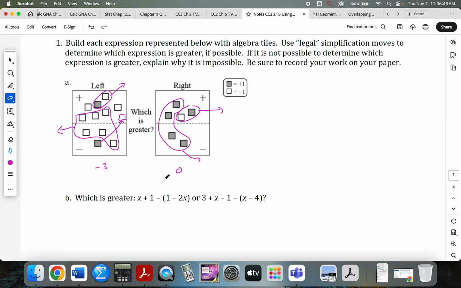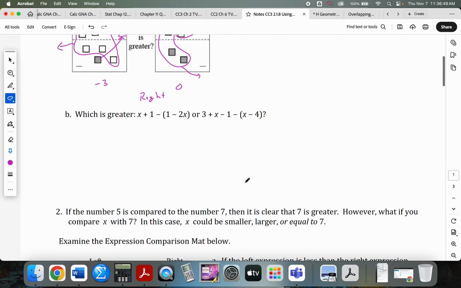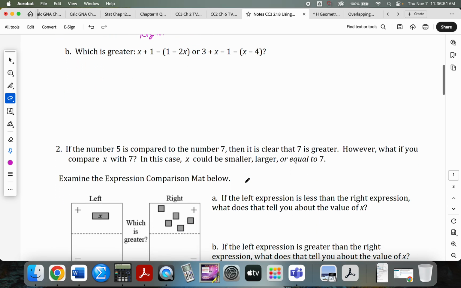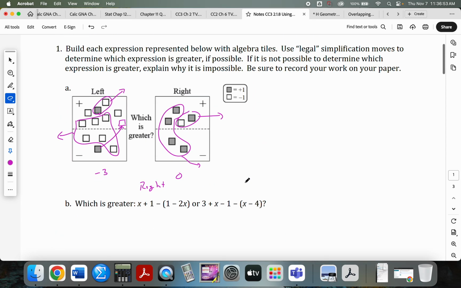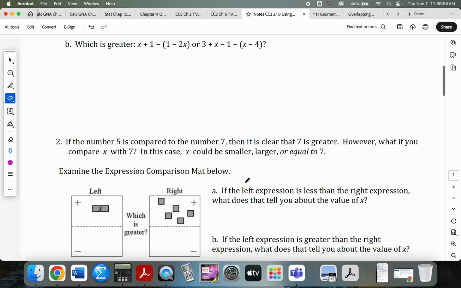So which one is greater? The right is greater. Let's do this one without building it. Is that okay? So this is going to be x plus 1, and we're taking the opposite of this, so that'll be -1 plus 2x.